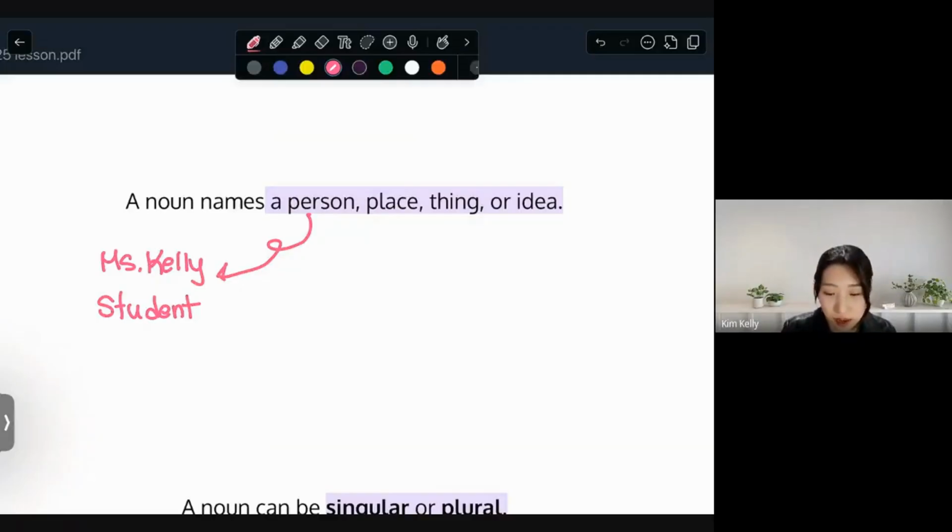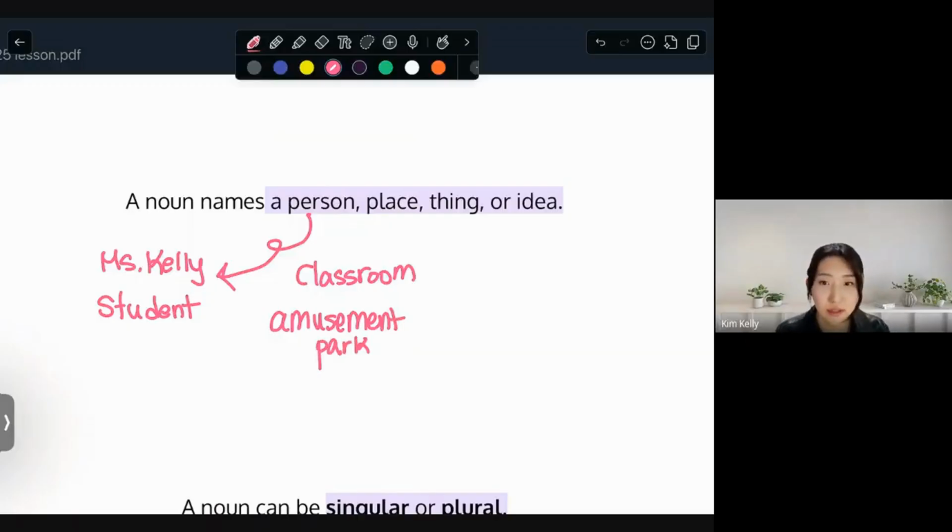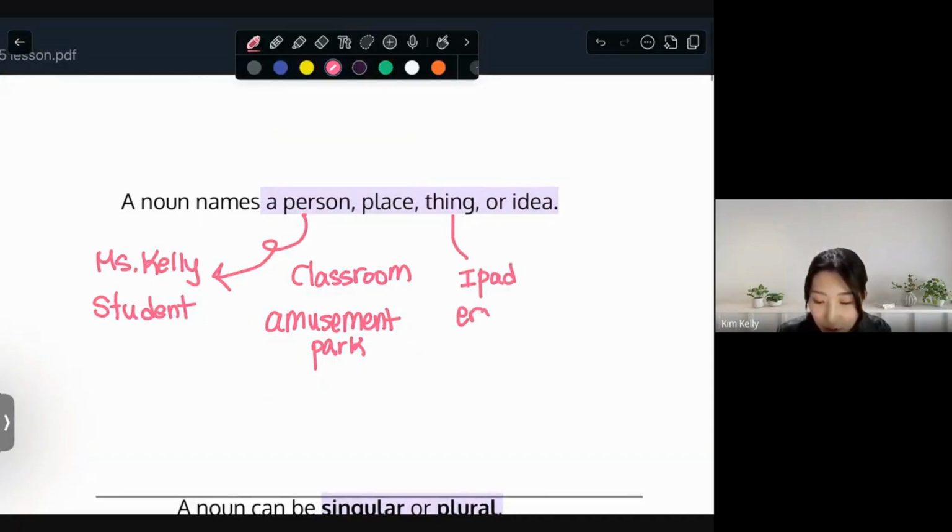For example, classroom and amusement park are nouns because they are places. Now, things are also nouns too. For example, right now I'm writing on an iPad. It could be a noun, and an eraser are nouns because they are things that we can touch.